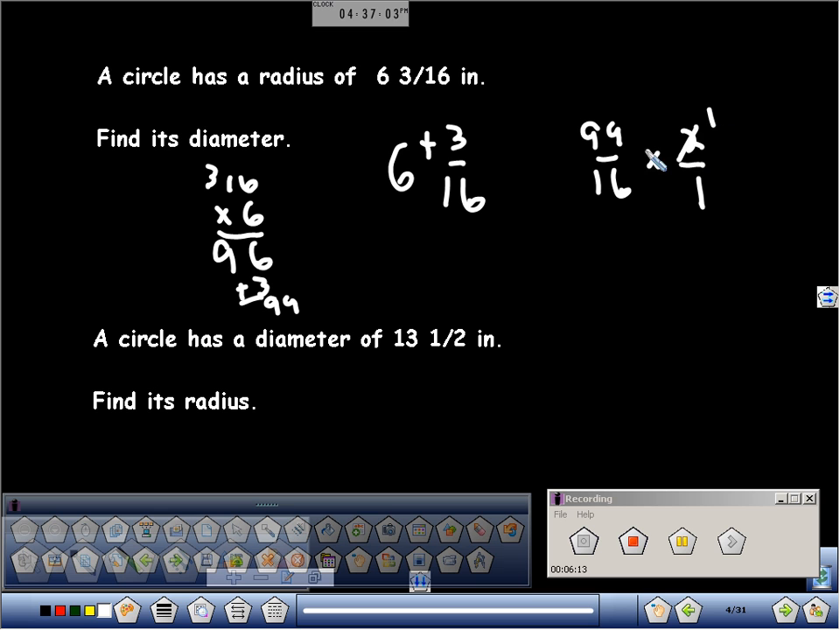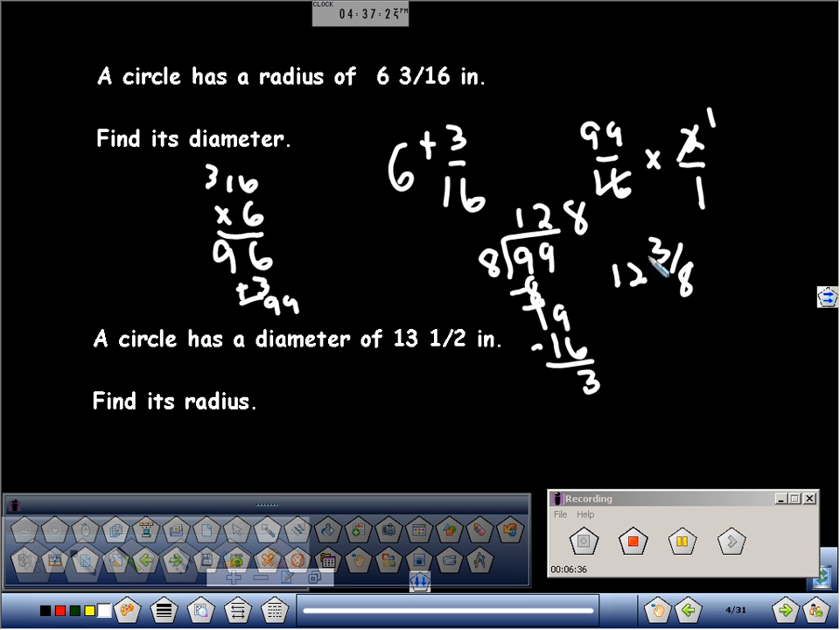2 goes into 2 one time. 2 goes into 16 8 times. So we get 99/8, or 99 divided by 8. 8 goes into 9 once. 1 times 8 is 8. 9 minus 8 is 1. 8 goes into 19 2 times. 2 times 8 is 16. Subtract. So you get 12 and 3/8. So that is my right answer, 12 and 3/8.